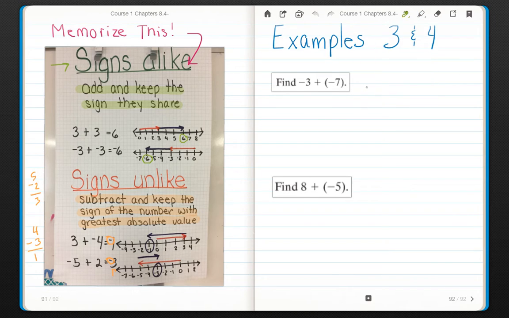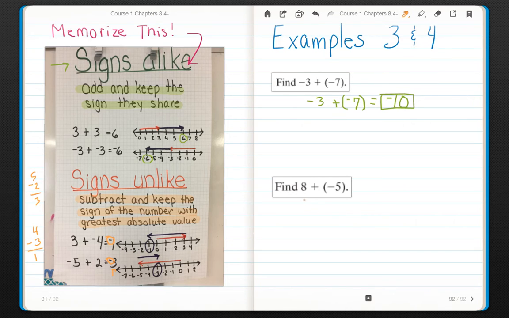Negative 3 plus negative 7. If you don't put it in parentheses, make sure that your negative sign is high and small, or put it in parentheses so that you know that it's negative. Now, the signs are alike. I have a negative and a negative. So I'm going to add 3 plus 7 equals 10, but they are both negative, so my final answer is negative 10. I added and kept the sign that they shared.